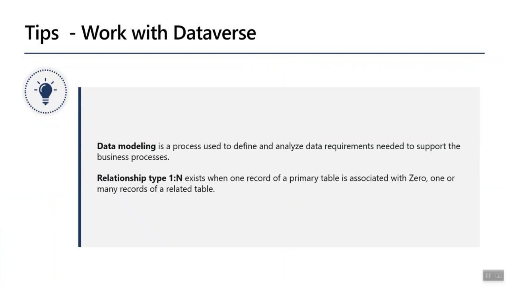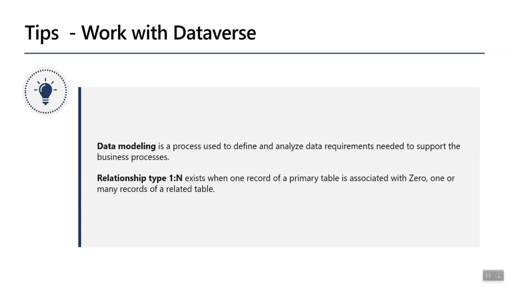So what are the key tips that we are going to look at here? Data modeling. What does data modeling really mean? Data modeling is a process that you can use to define and analyze your data requirements and also their need to support your business processes. So you need to have a data model, especially if you have to build a model-driven application.